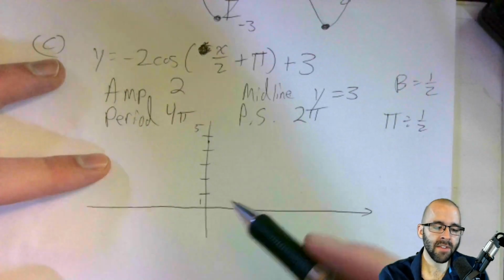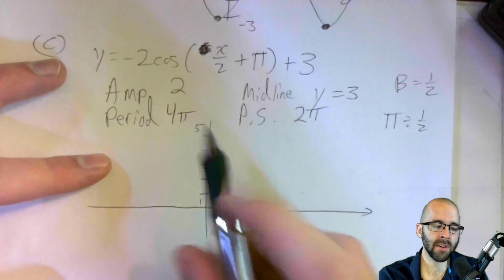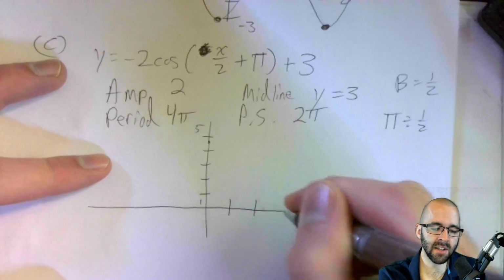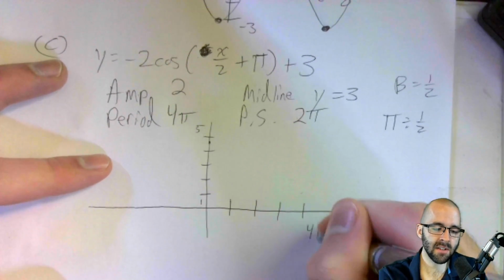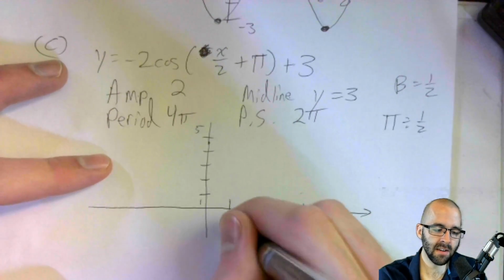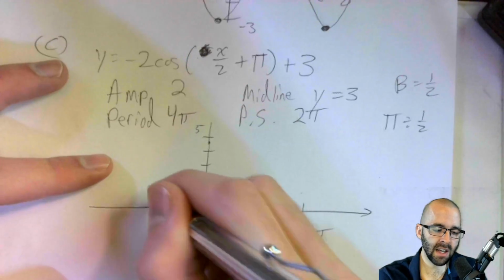All right. And then again, I usually like dividing my period up into 4 parts. Well, period's 4 pi. That actually very naturally goes into 4 parts. So this is 4 pi, 3 pi, 2 pi, 1 pi. And then we can count negatively as well.